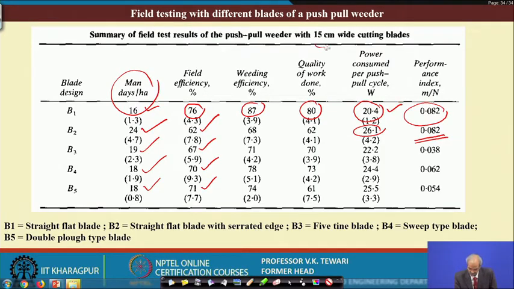So, at 15 centimeter width, this is the operation for all of them. B1 is a straight flat blade type which I have shown you, B2 is a straight flat blade type with serrated edges, B3 is 510 blade, B4 is sweep type blade, and B5 is 510 double plow type blade. Very nice. Sometimes, as I told earlier, this helps in putting a little bit of earth onto the roots of these particular plants, which is helpful particularly in orchard crops or vegetable crops like potato. You would like to put some soil there, so this will be very beneficial.